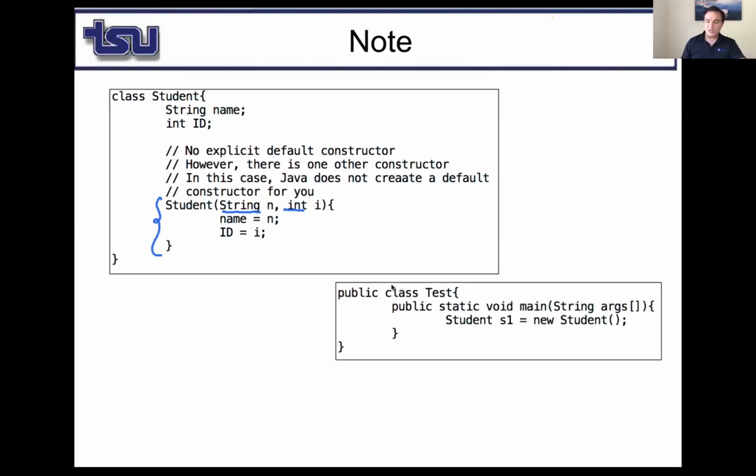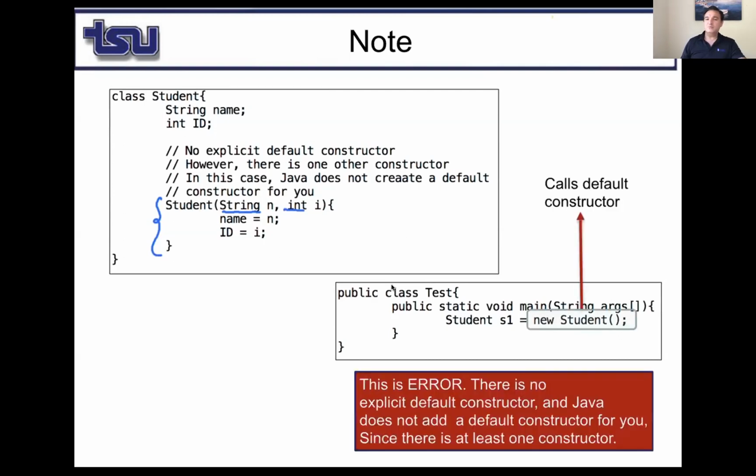And then when I try to create an object using the default constructor, I will get an error. Why? Java will try to call the default constructor. Well, the Student class does not have a default constructor, but since it has at least one constructor, Java doesn't create one either, so that's going to be a compile error.